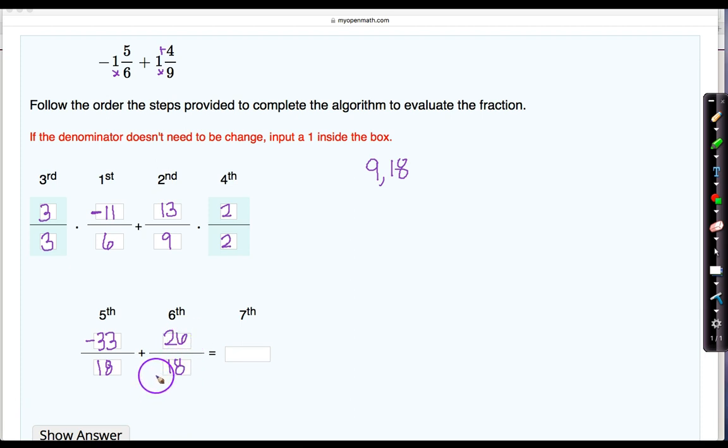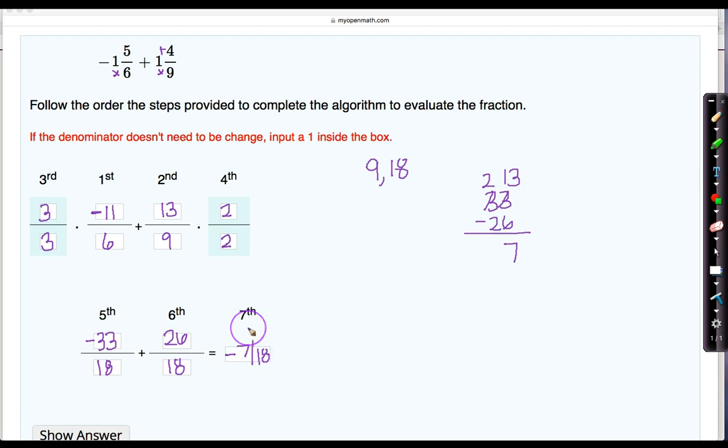Now that we have common denominators, we're going to go ahead and combine the numerators. A negative 33 and a 26. Well, first we recognize there's more negatives than there are positives, so immediately our fraction is going to be negative. I'm going to go ahead and do some side work: 33 minus 26 to see how many more negatives there are. You're going to turn this into 13. We had a borrow, so 13 minus 6 is, let's say, 7. So that's going to leave me with negative 7/18.